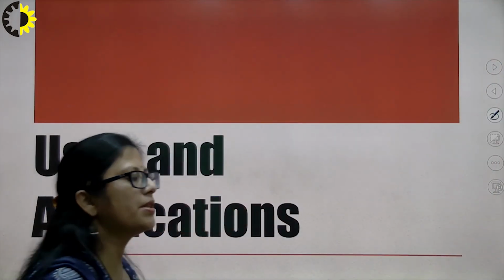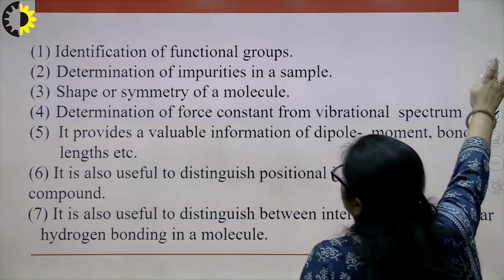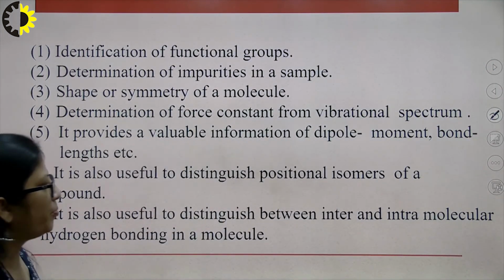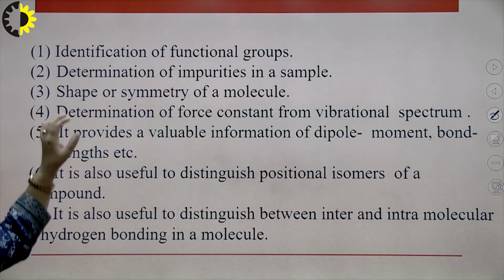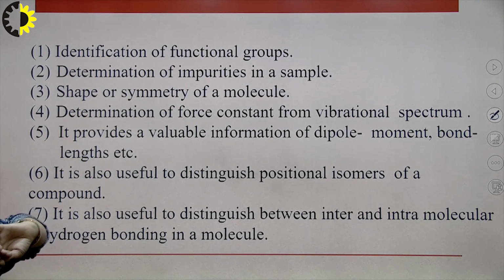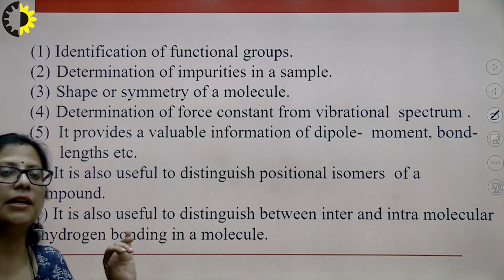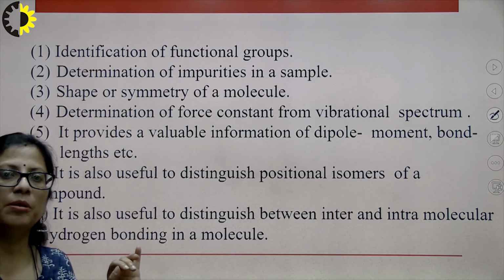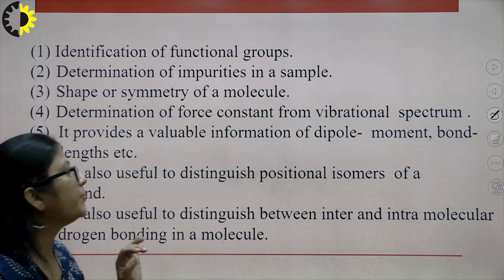Now coming to the uses and applications of IR spectroscopy. IR spectroscopy can be used for the identification of functional groups. In the functional group region, we can find out exactly which functional group is present in the organic compound. Then it is used for determination of impurities in a sample. If the sample is pure, the absorption peaks will be clear, thin and well defined. But if there is impurity, broad peaks are going to be obtained.